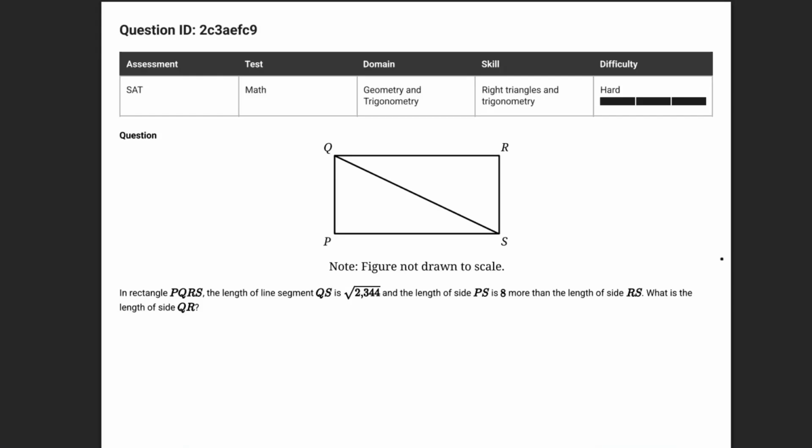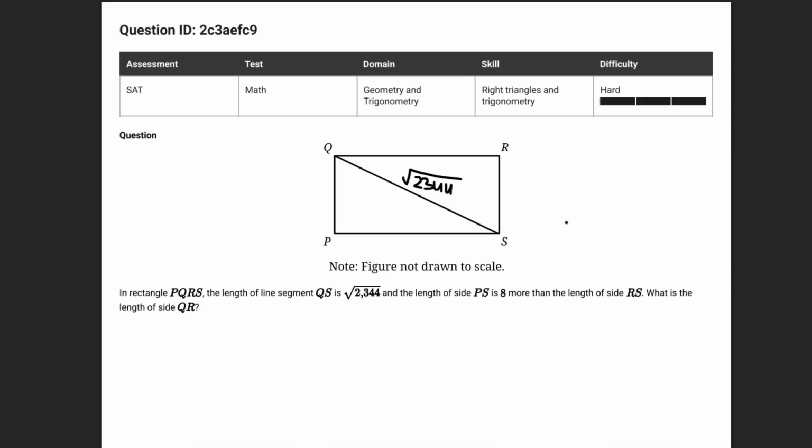So College Board released 120 new math questions to their SAT question bank, and today I'm going to be solving some of them. So the first question, it says in rectangle PQRS, the length of line segment QS is square root 2344. So let's just label that real quick. QS is square root 2344.